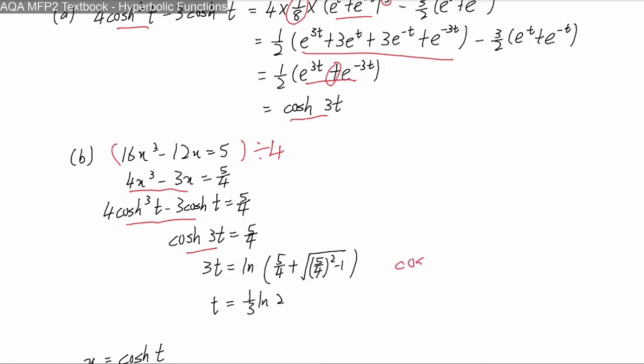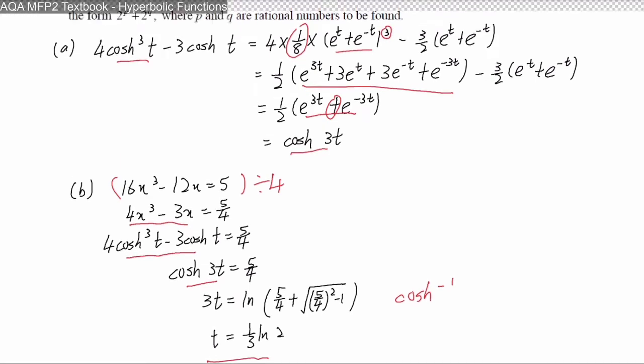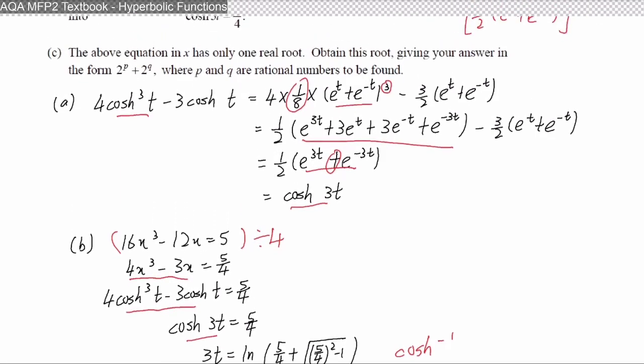From there, we just have to apply, again, the ln form of the arccosh. Get it from the formula list. With this, we can get the value for t, which equals 1 over 3 ln 2, by applying the ln form of this arccosh. So that is for finding the value of t.